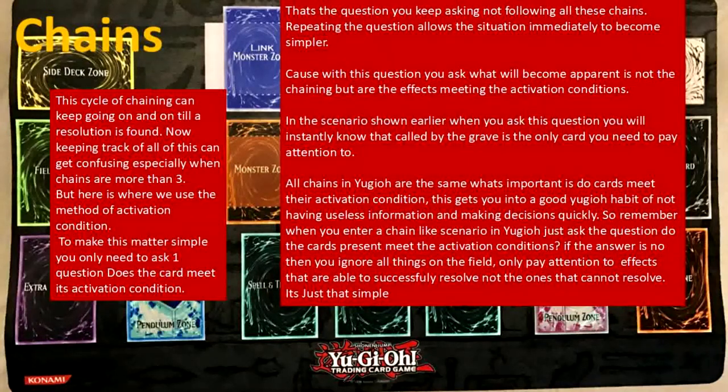So remember, when you enter a chain-like scenario in Yu-Gi-Oh!, just ask the question: do the cards present meet the activation conditions? If the answer is no, then you ignore all things on the field, and only pay attention to effects that are able to successfully resolve, not the ones that cannot resolve. It's just that simple. So I think that's about it. I think I've covered all there is to cover in this section in part 4.